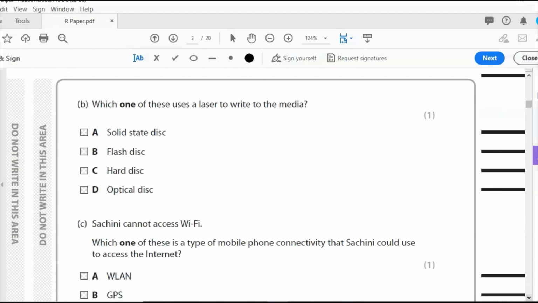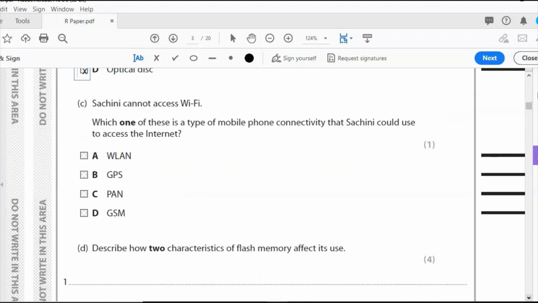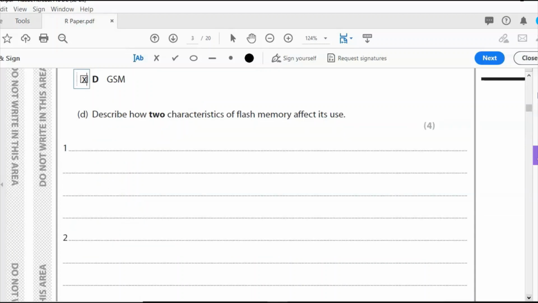B, which one of these uses a laser to write to the media? Is it solid state, flash, hard disk, or optical? It is, of course, optical. C, Sajini cannot access Wi-Fi. Which one of these is a type of mobile phone connectivity that Sajini could use to access the internet? It is GSM.